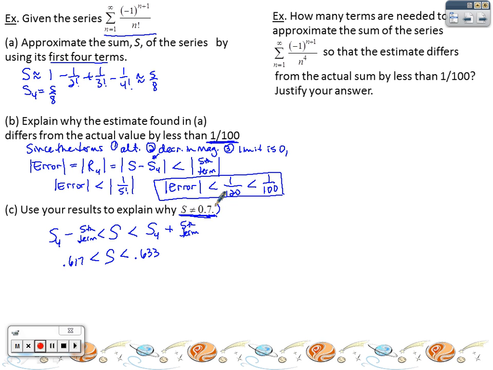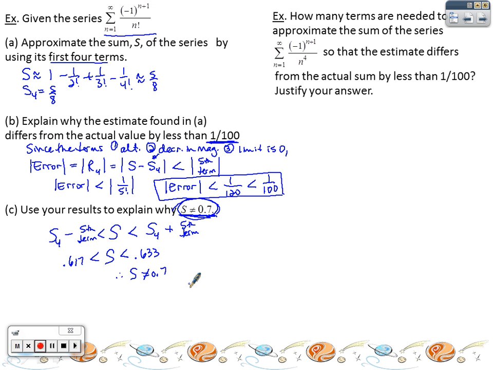Does that allow this to be the sum? It doesn't. It doesn't fall within that interval, does it? So that proves that that can't be the sum. So since this is the case, we would say, therefore, the sum cannot be 0.7 because of our interval.